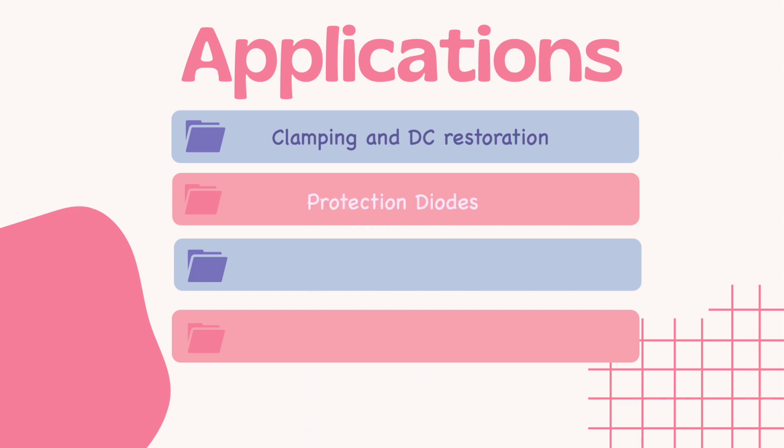Next is protection diodes. Signal diodes are also used to protect other semiconductor devices and interfaces from sudden voltage spikes and excessive signal voltages. Next is wave shaping or clipping. Signal diodes are frequently used for clipping AC signals. One or more signal diodes can be used to clip an input signal. One signal diode can clip either only a positive cycle or only a negative cycle.